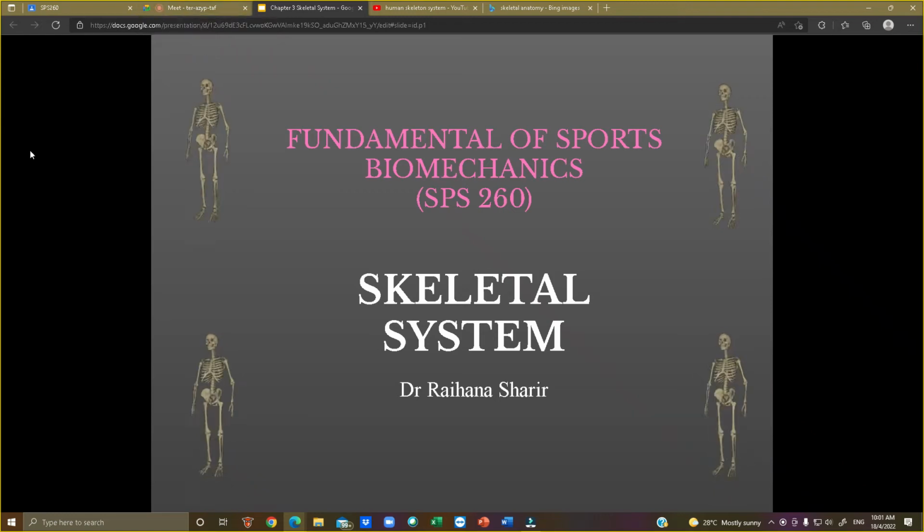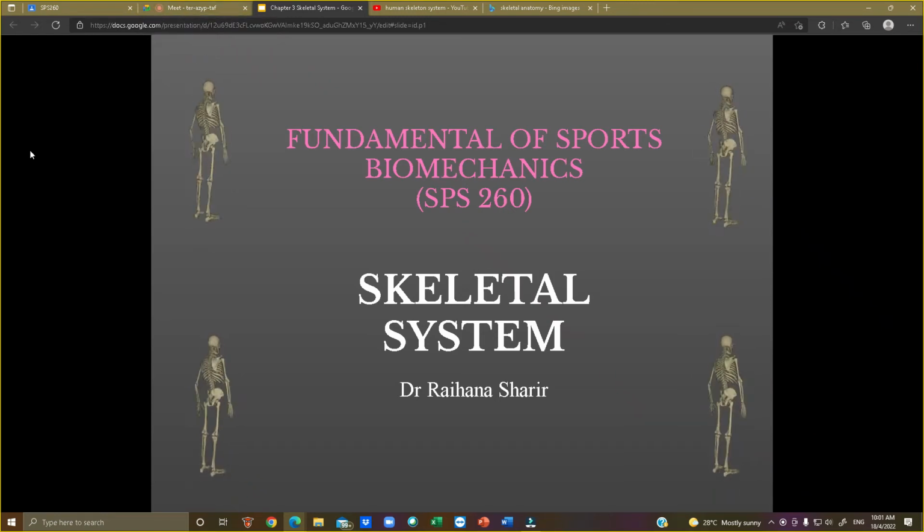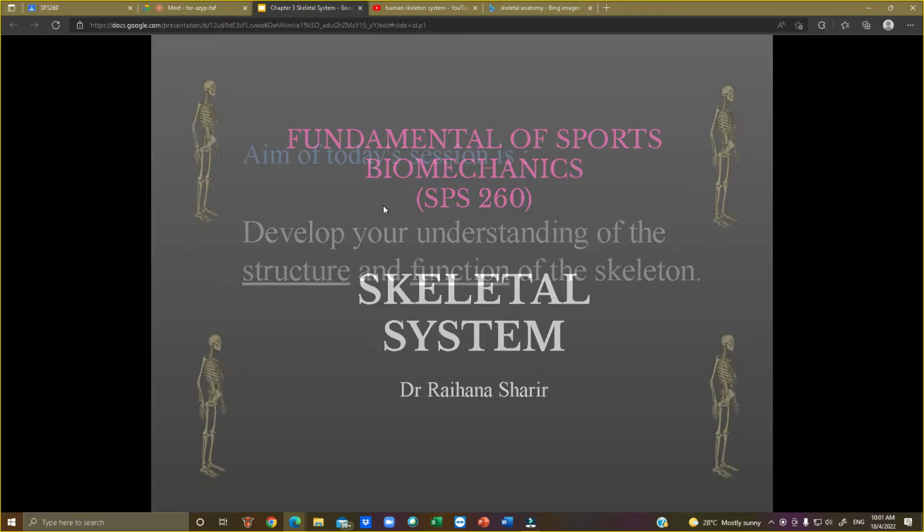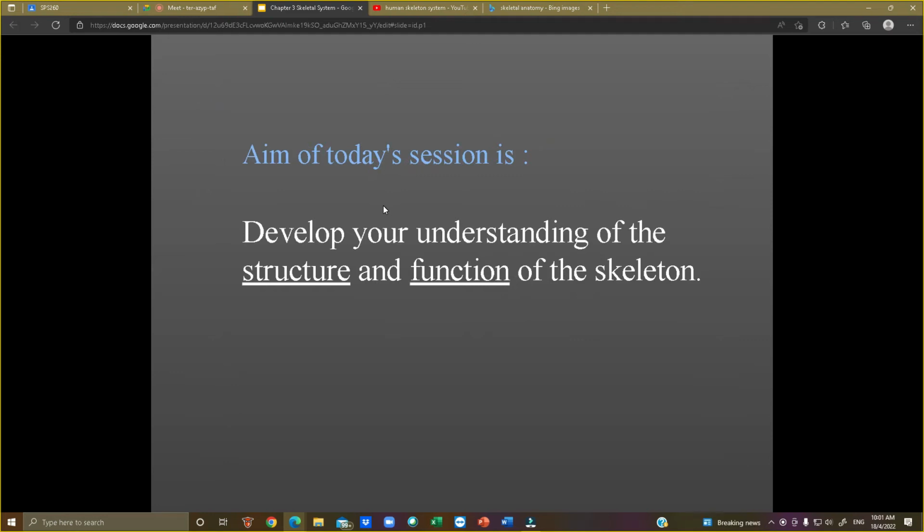Alright, so this week we are going to continue with our third topic, skeletal system. The objective for today is to develop some understanding regarding the structure of the skeleton, the function of the skeleton, and also how the skeleton is made and improvised. This will be the aim for today.